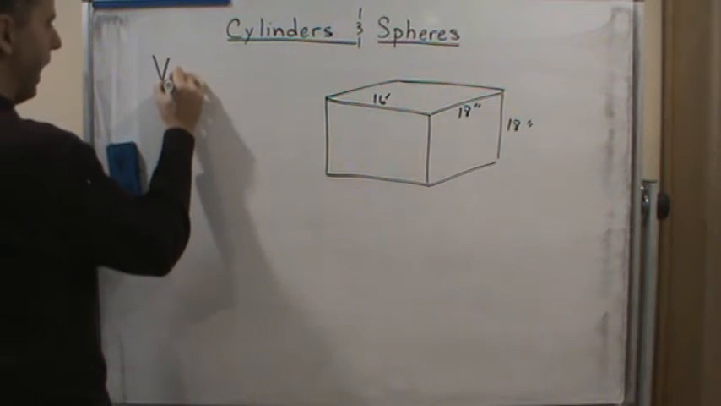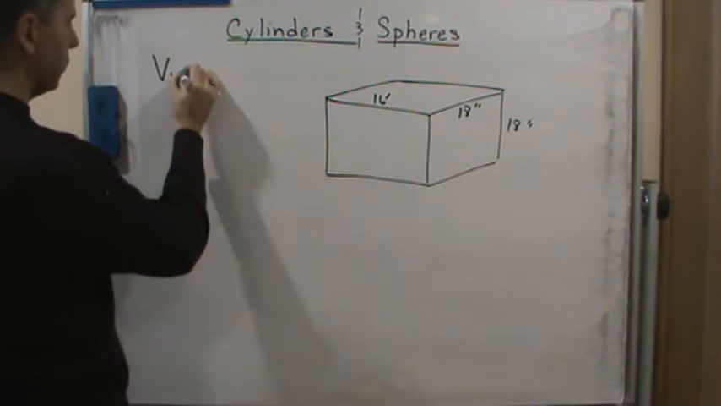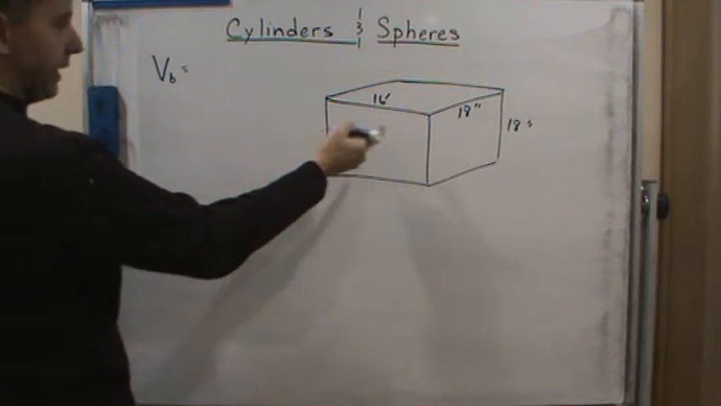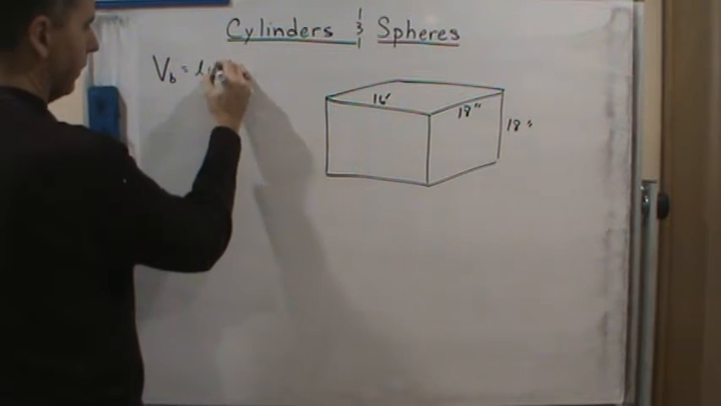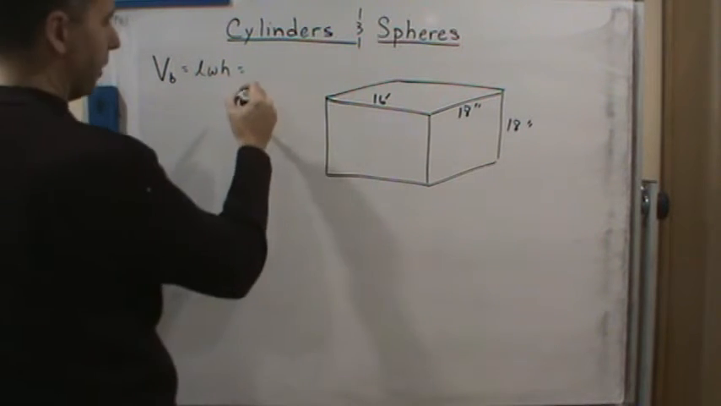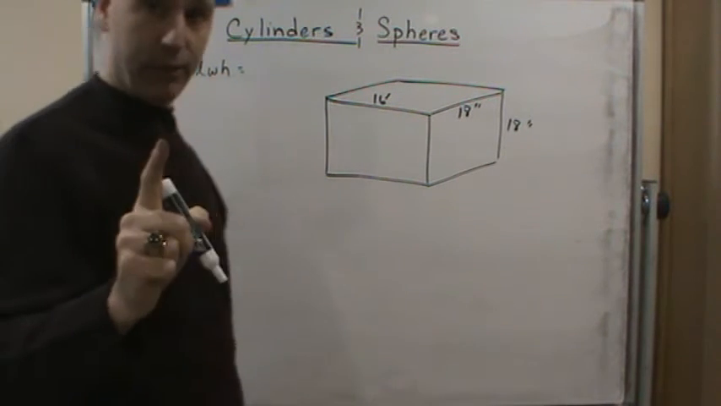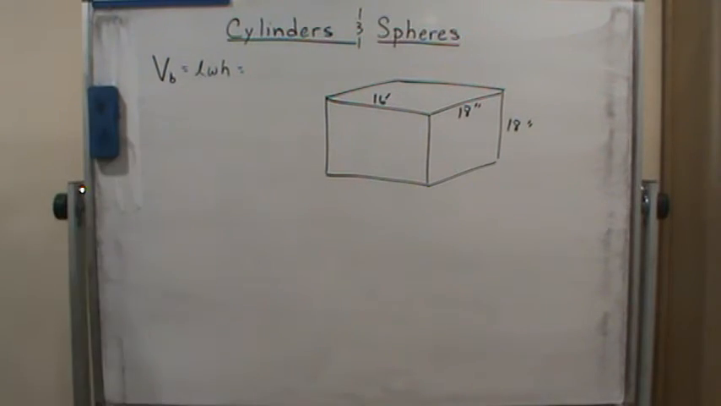So the volume of the block is equal to just what? It's length times width times height. Now here's where we have to be careful, because we need the correct units. We've got feet and we've got inches.